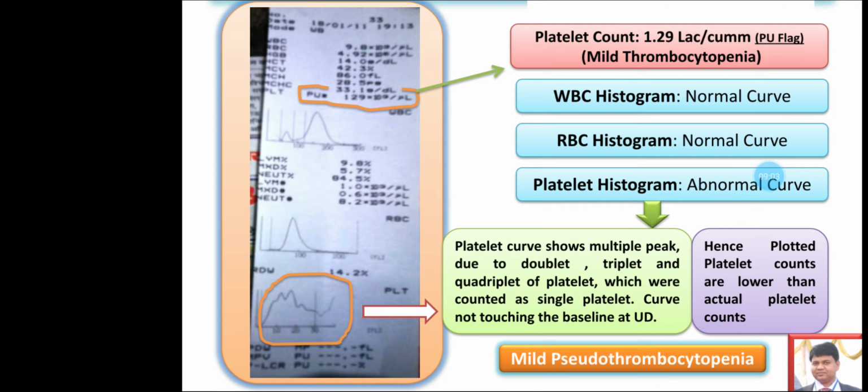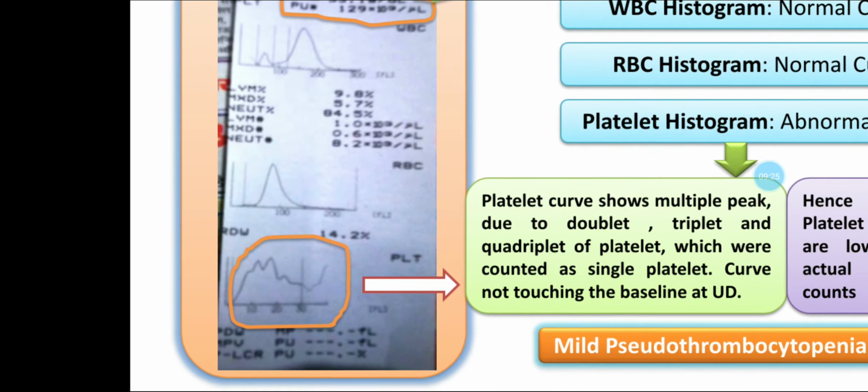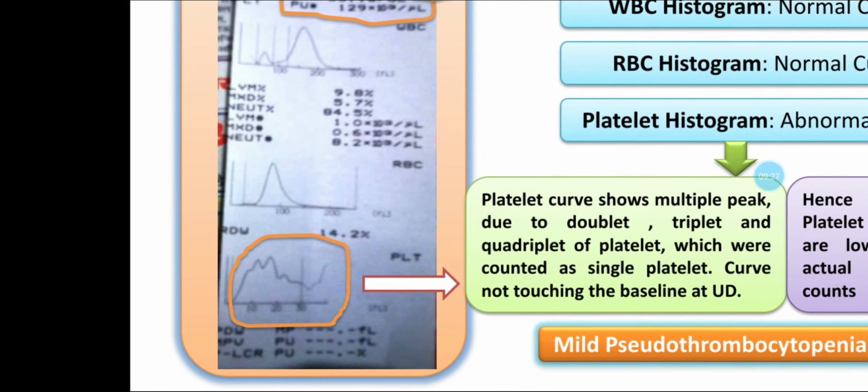Because the count is less than 1.5 lakhs, it is a case of mild thrombocytopenia. If we go through the curves or histograms, the WBC histogram appears normal. It is starting from the baseline and ending on the baseline. At the same time, the RBC curve is also normal. You can see in the graph as well, the RBC curve is normal. It is starting from the baseline and ending on the baseline.